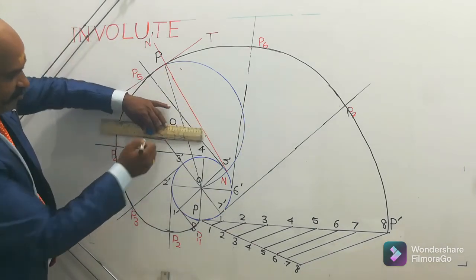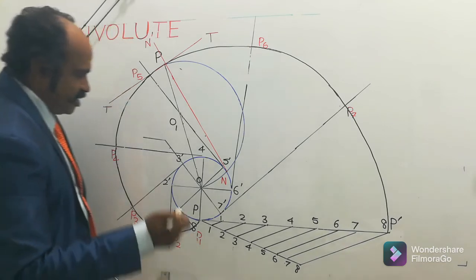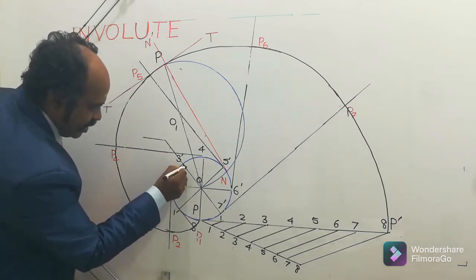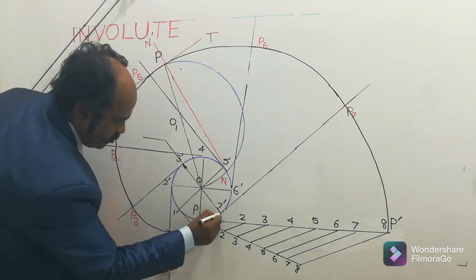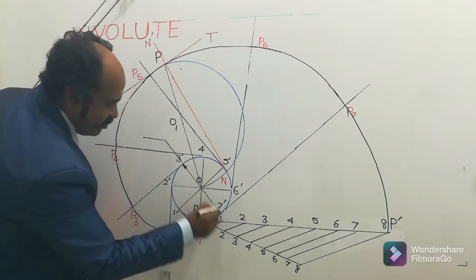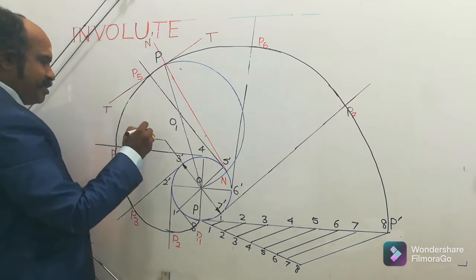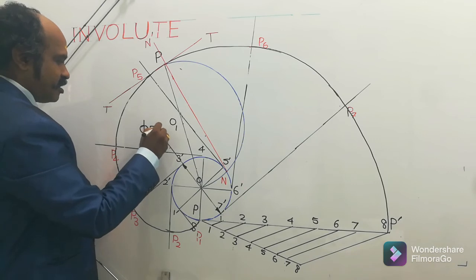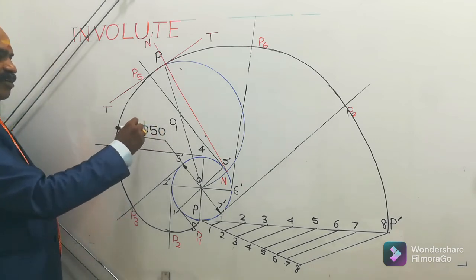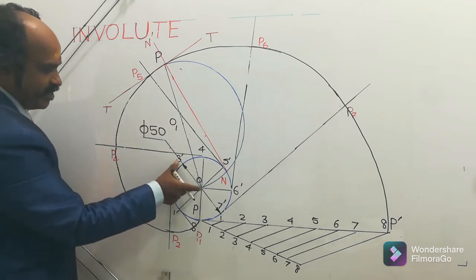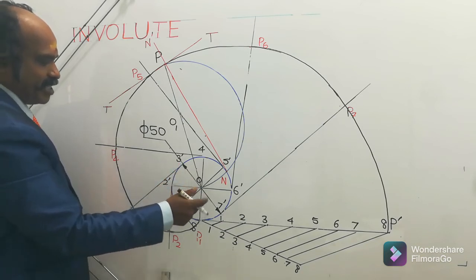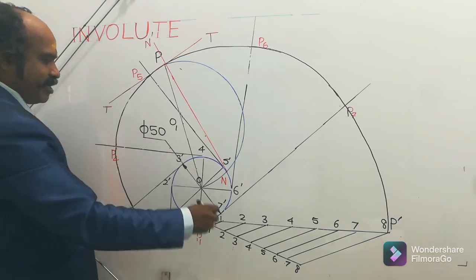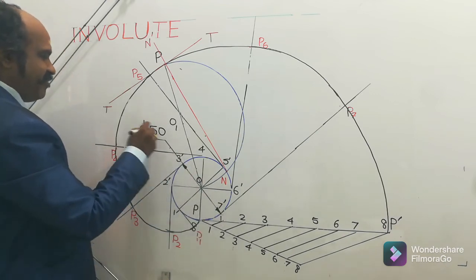This is the dimension mark for the size of the circle. The diameter is given as 50 mm. So provide two narrow arrowheads and shade the arrowheads. This is the 50 mm diameter of the circle. The diameter is indicated by the symbol phi 50. If it were the radius, it would be capital R 25. This is the radius, and this is the diameter mark. So two arrow marks are provided at both ends of the line and written as phi 50.